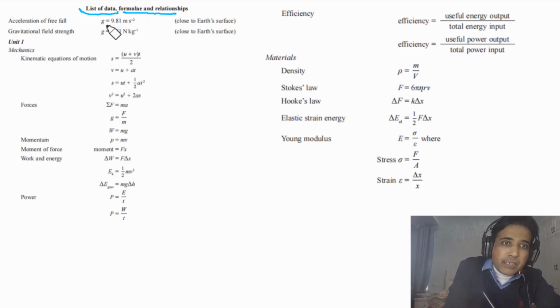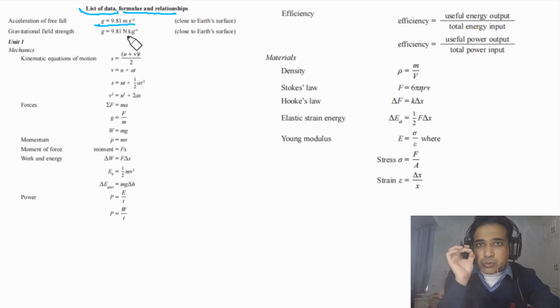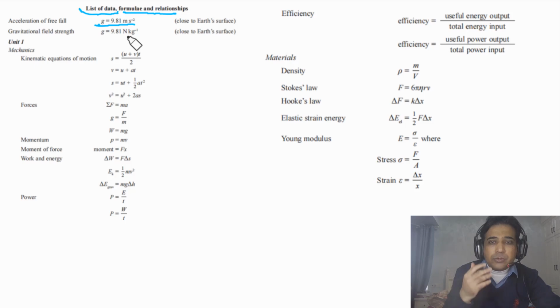Also in the exam, you have to use the value of g equal to 9.81 meters per second squared. You cannot use 10 meters per second squared. So these things are important. You need to understand some important formulae are given to you, and some important data is also given to you.